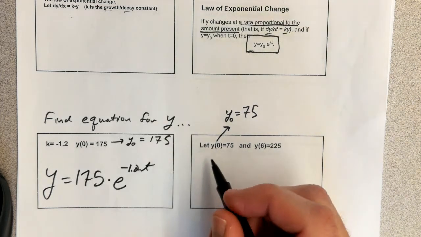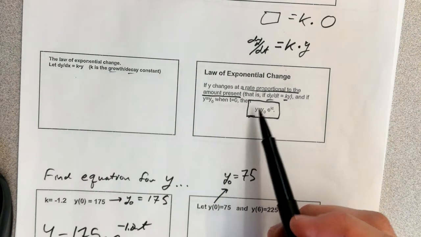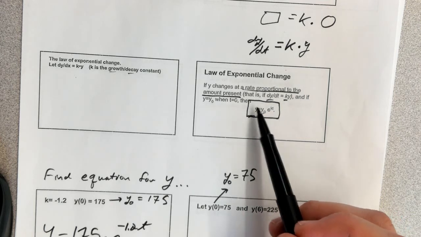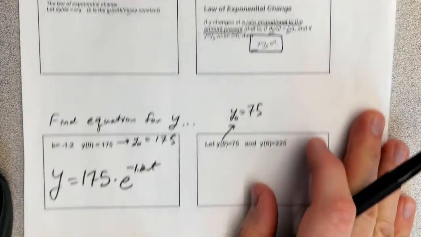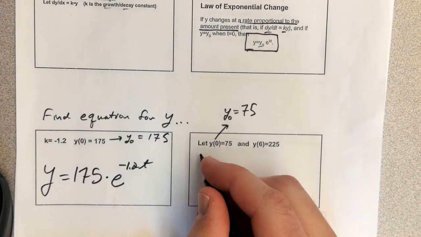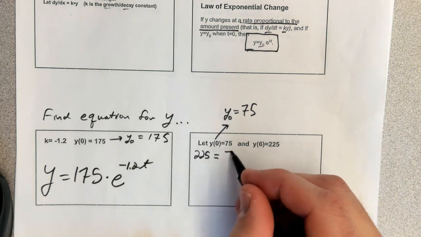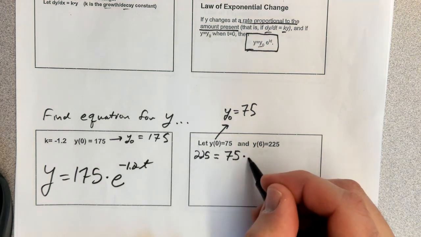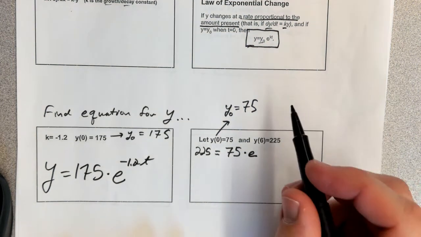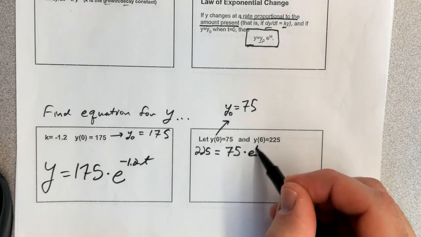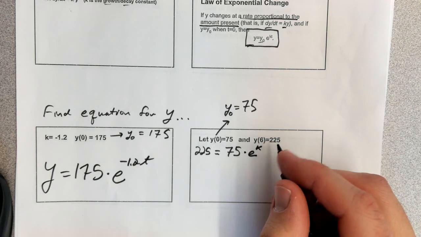So given the formula that we're trying to fill in here, I know y sub 0, but I don't know what k is. So I need to solve for k. So let's plug in t is 6 and y is 225 and solve for k. So we get this: 225 is equal to 75, that's the initial amount, times e raised to the k, which we don't know, times t, which is 6.